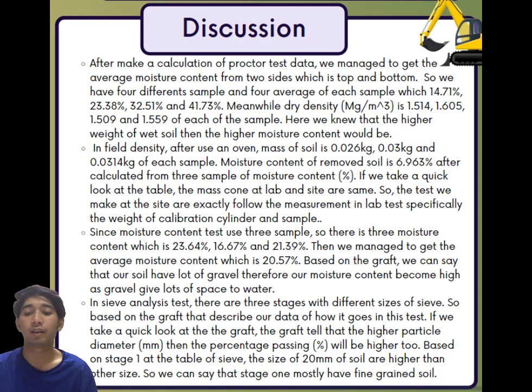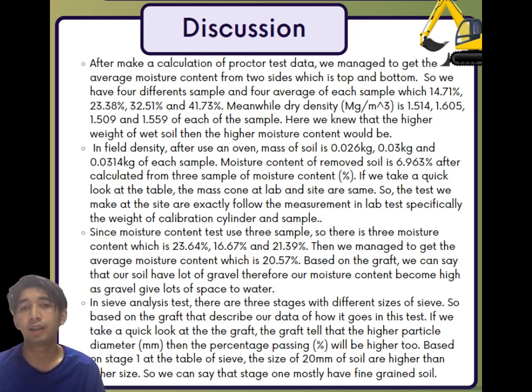From our data, the dry density that we have got is 160.53 kilogram per meter cubic. The third test is called the moisture content for soil test. The main objective of this test is to determine the moisture content that the soil has.